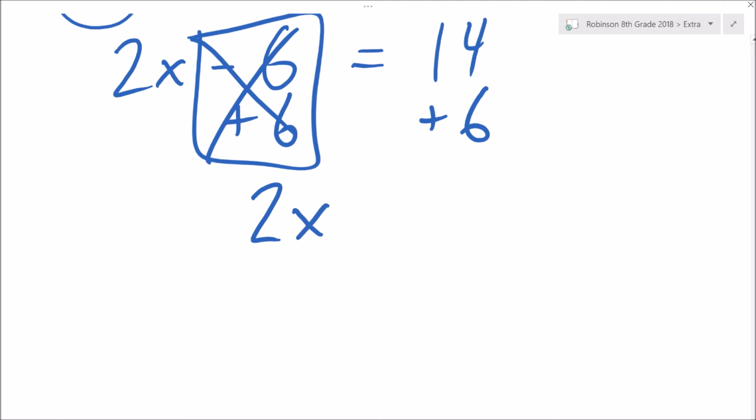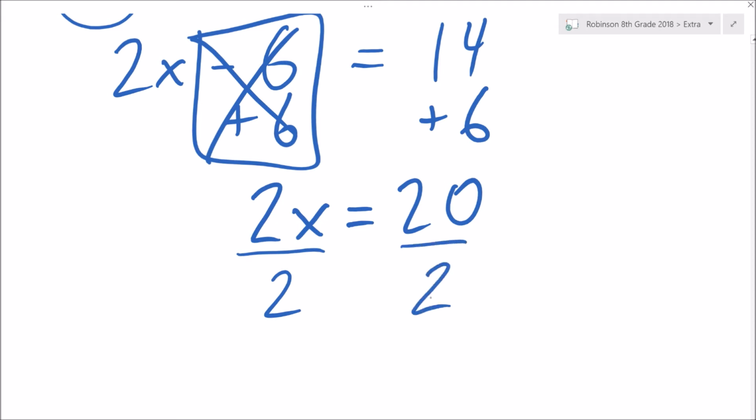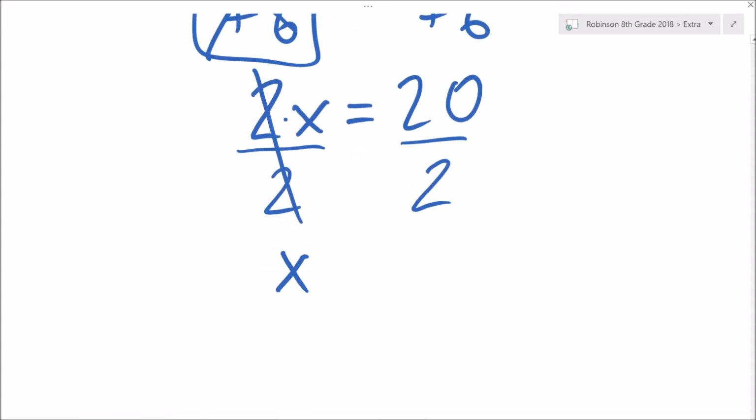I now have 2x left on the left side and 20 left on the right side. I'll then divide by 2 on both sides, because the first thing I would have done is multiply my 2 by x. Those cancel out. I'll be left with just an x on the left side and a 10 on the right side.